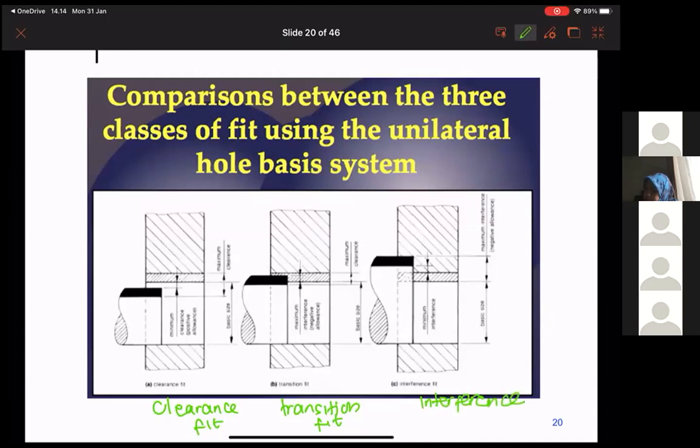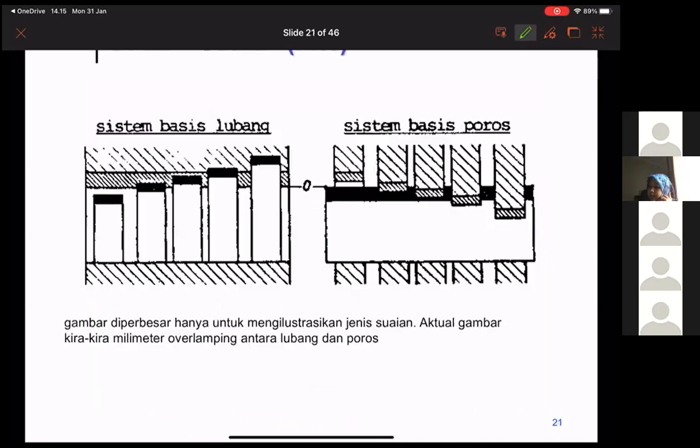Okay, so you can look at the figure over here. Here we still have clearance between the hole and the shaft, but over here the tolerance zones actually overlap, for the transition fit. And here for the interference fit, the shaft is larger than the hole. So in order to push it in here, we need a hydraulic press. We need to put the hydraulic press over here.